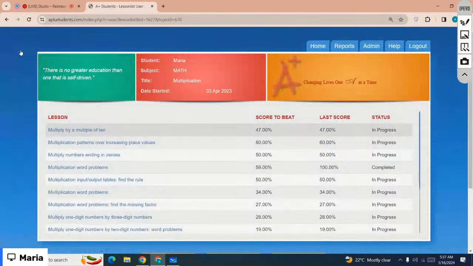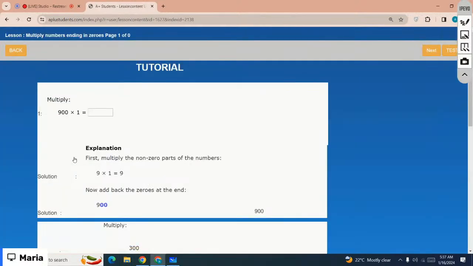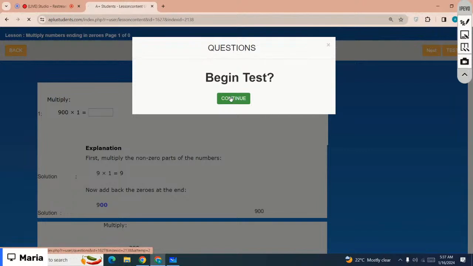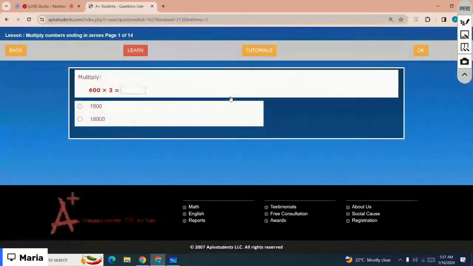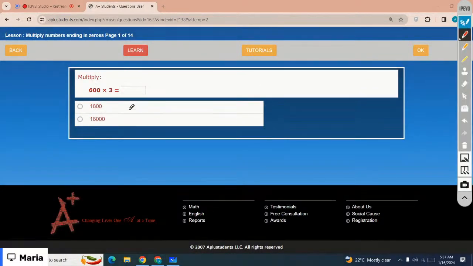the next one is multiply numbers ending in zeros. So we have just done multiplying a multiple of 10, right? That is exactly the same. First you learn how we multiply with 10. Now we're going to learn how to multiply with numbers ending in zeros, right? So whenever you have numbers that you have to multiply and they have zeros, simply multiply the non-zero values.